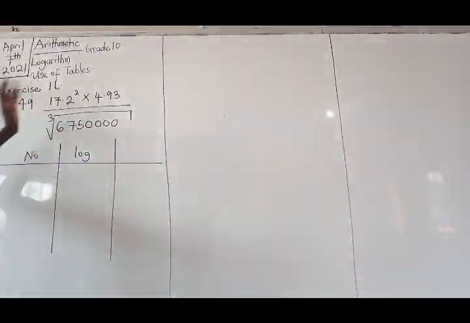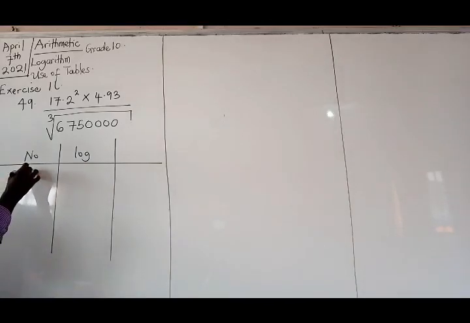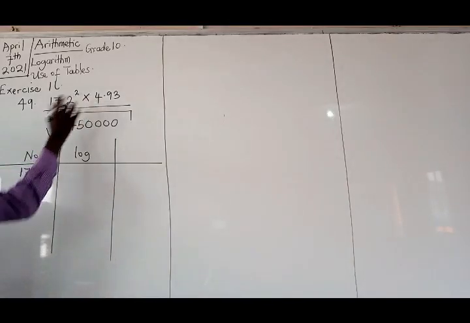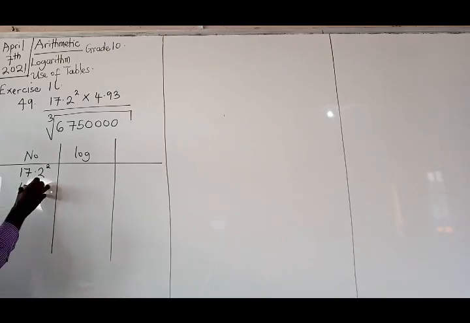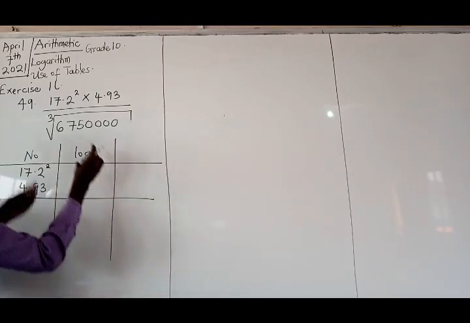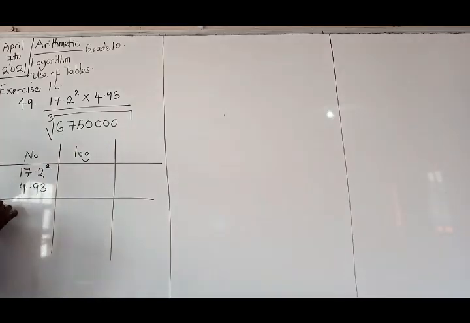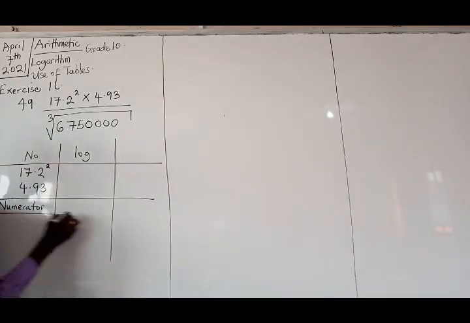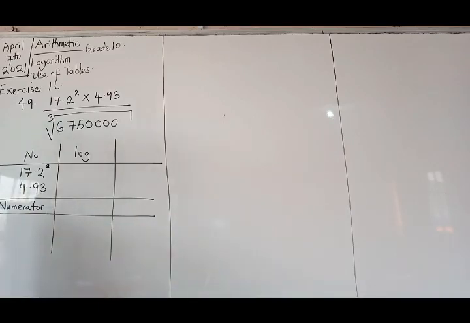Now, if you look at this, what you have here is 17.2 squared times 4.93. These two form what is called the numerator aspect of the problem. You may not be seeing my face, but just ensure that you are keeping up to date with what's on the board.